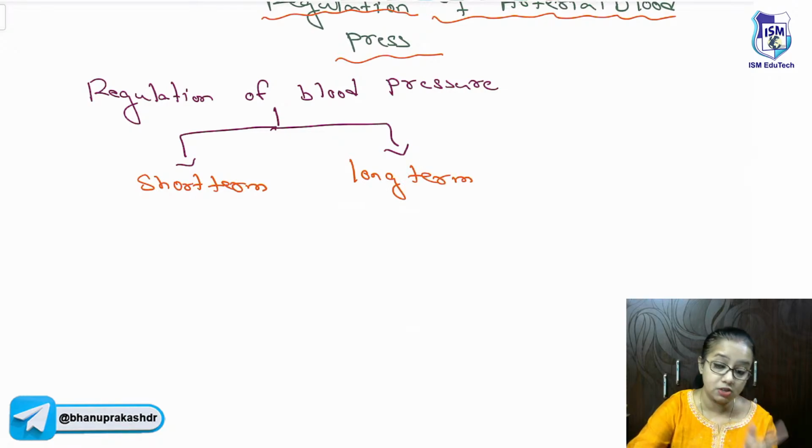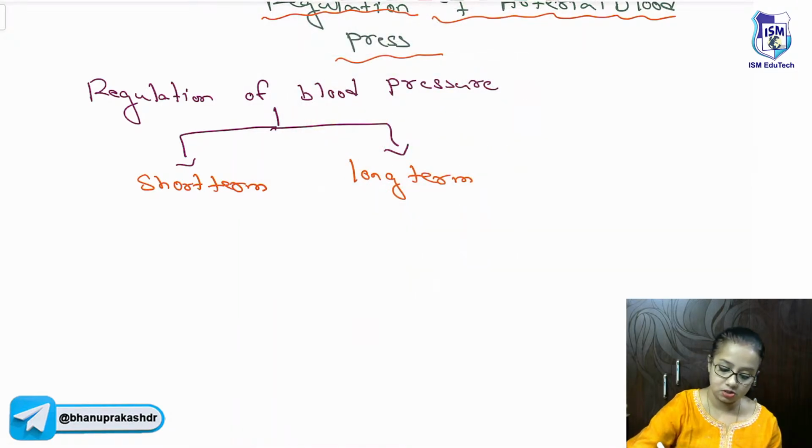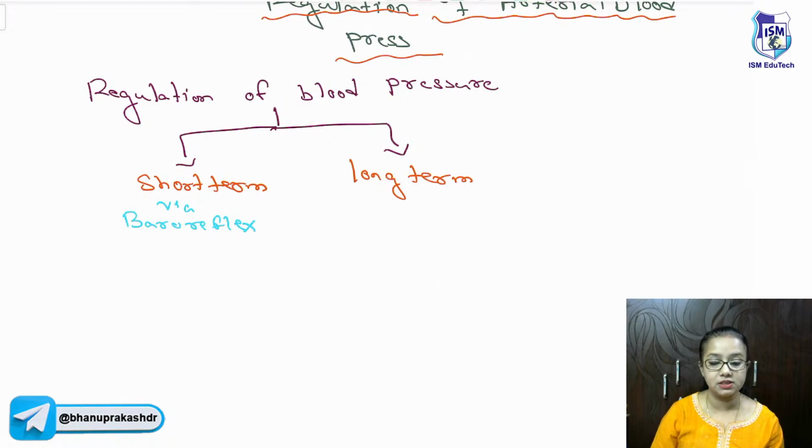Now, short term regulation of the blood pressure. We have discussed it in the homeostasis. If you remember, there we did mention a receptor reflex, which is the baroreceptor reflex or baroreflex. Short term means the correction of the blood pressure happens very fast, but this correction lasts only for a small period of time. Say, for example, a person is working out on a treadmill in the initial days. I'm not talking about the adjustment after a long time.